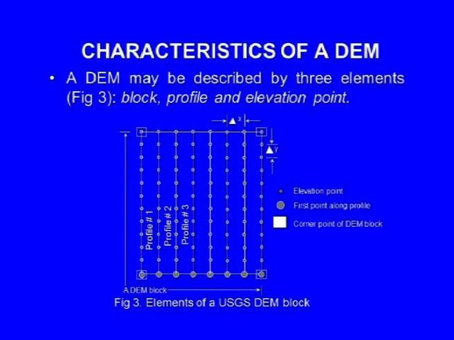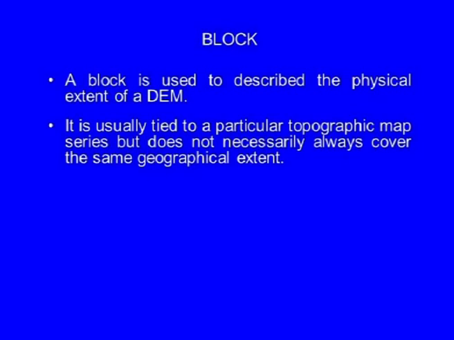Having had a look at these, now let us look at the characteristics of a DEM. A DEM may be described by three elements: block, profile, and elevation. The figure below shows a schematic representation of the elements of a DEM block. In this, we have three elements: one is the block, the second is profile, and the third is elevation. So, a block is used to describe the physical extent of a DEM. It is usually tied to a particular topographic map series, but does not necessarily always cover the same geographical extent.